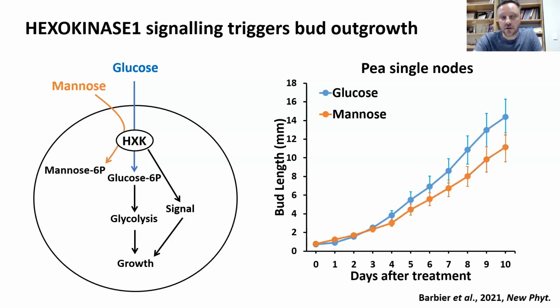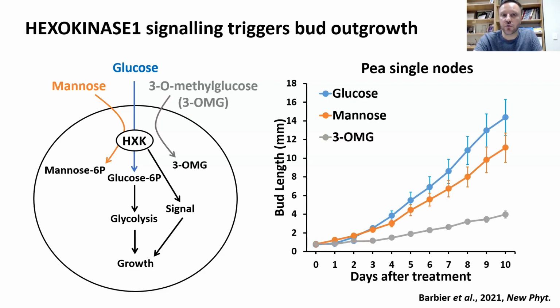Now, when I feed mannose, which is a glucose analog, which is also phosphorylated by hexokinase, but is not further metabolized, we could see that we can also trigger bud outgrowth. However, when I used 3-O-methyl glucose, which is also a glucose analog, it enters the cell, but is not phosphorylated by hexokinase and is not metabolized. And this time, the bud outgrowth was very small compared to the two other sugars, suggesting that hexokinase is involved in a signaling manner independently of its catalytic activity.